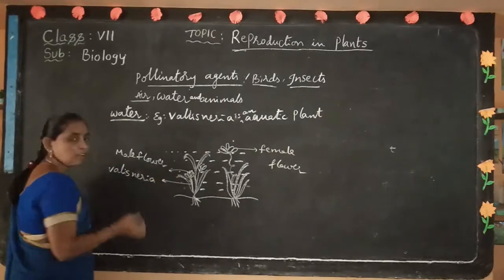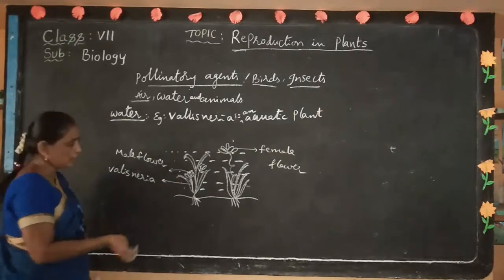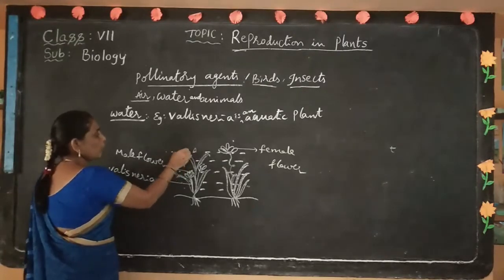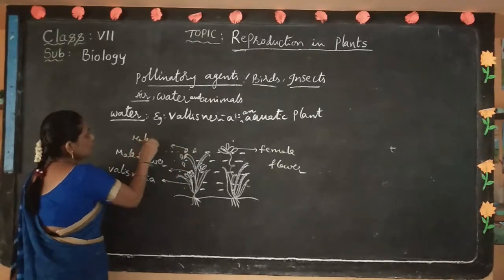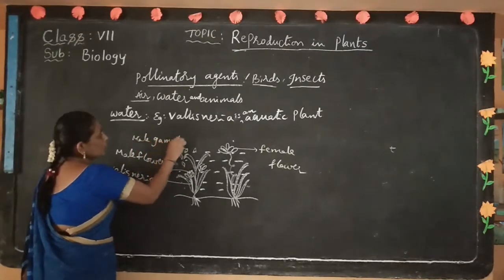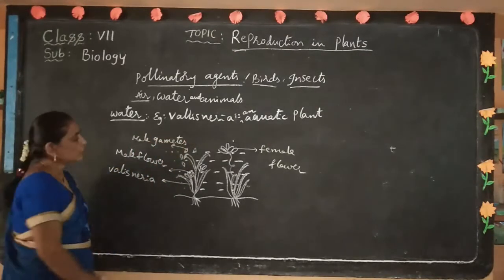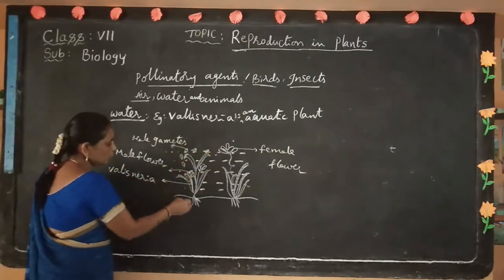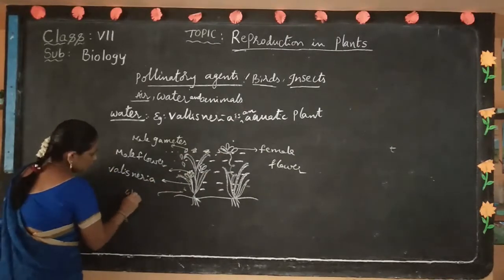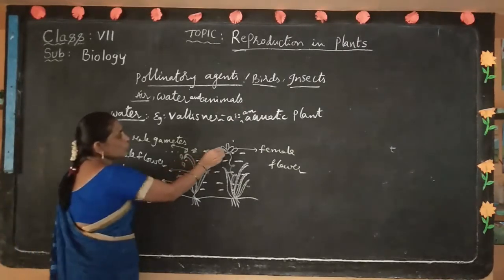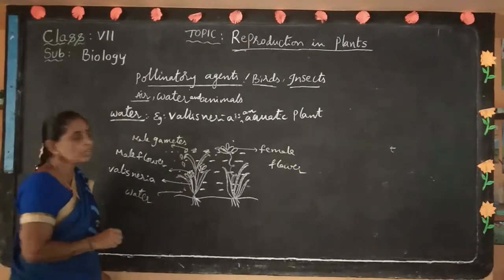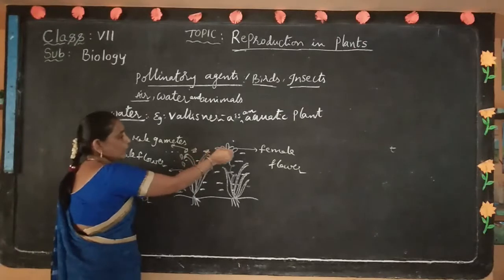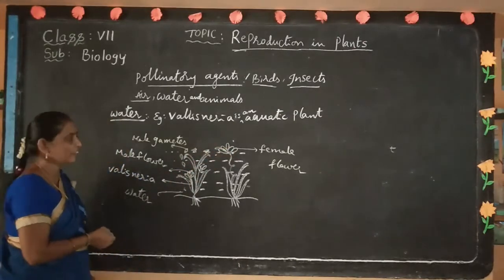When the male flower is mature or ripe, it releases male gametes like pollen grains. These are known as male gametes. These male gametes are transferred through the water and reach the female flower. Then fertilization is done. Fusion of male and female gametes is known as fertilization.